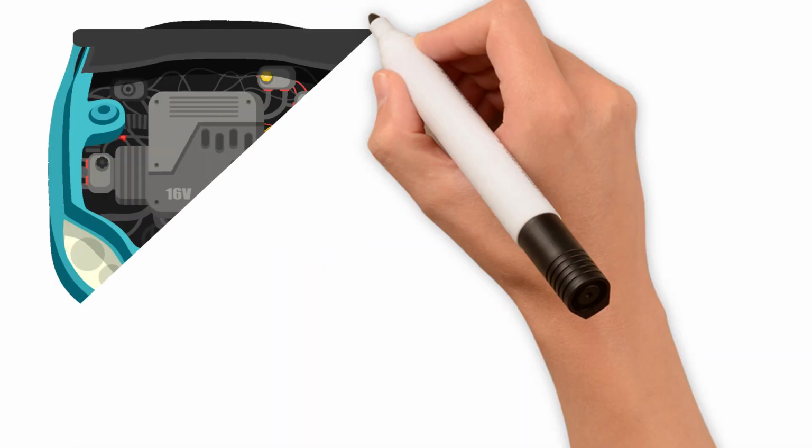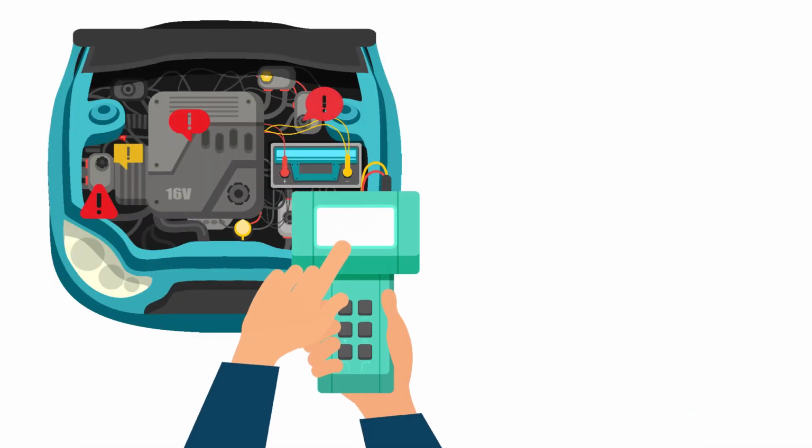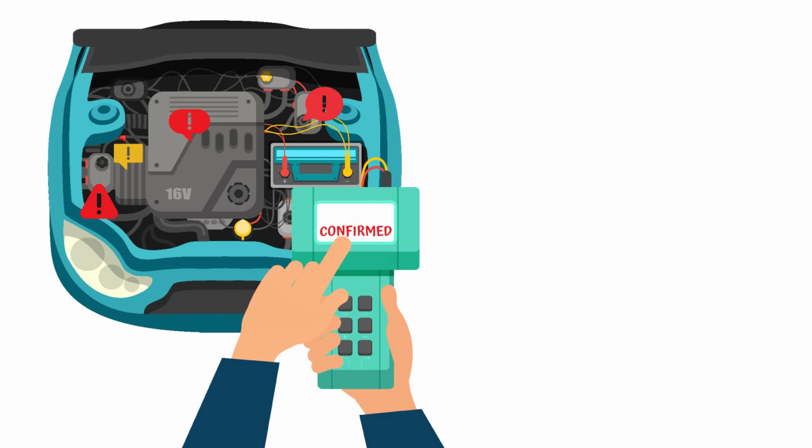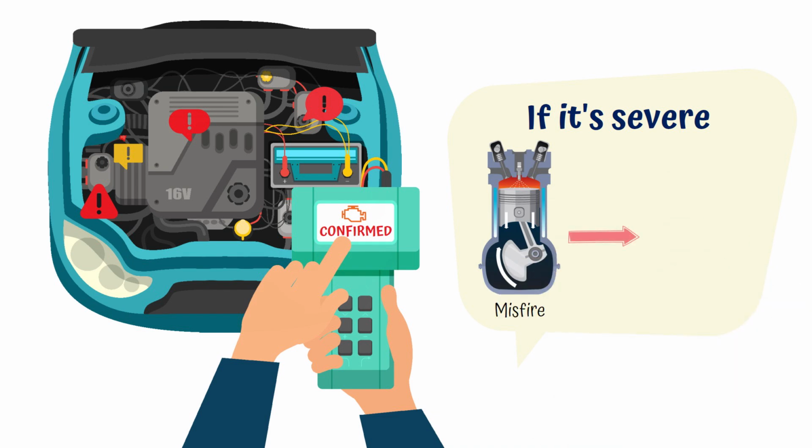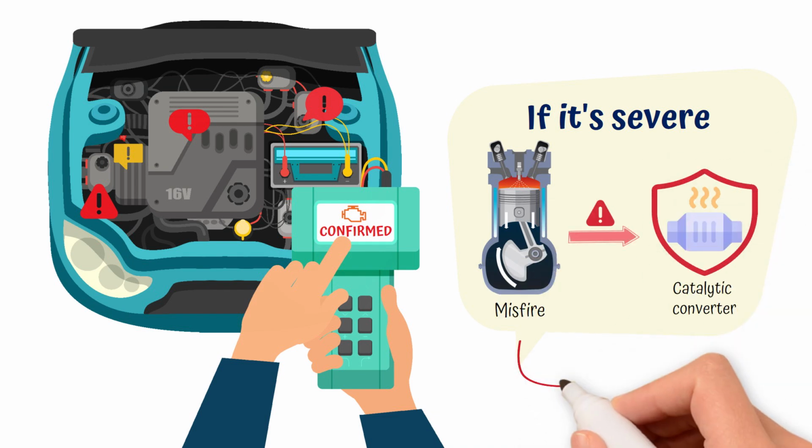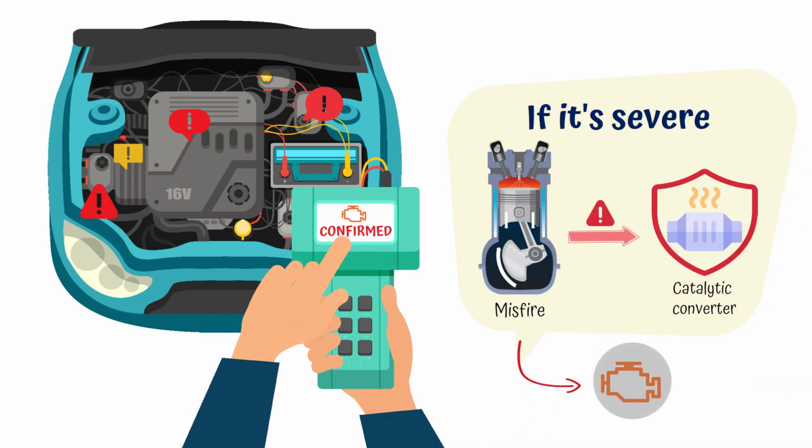Once the vehicle's computer has verified a pending DTC as a confirmed DTC, at this point, the system commands the MIL to turn on. If the malfunction is severe, such as a misfire that could damage the catalytic converter, the MIL will blink once per second and remain steadily on until the condition is resolved.